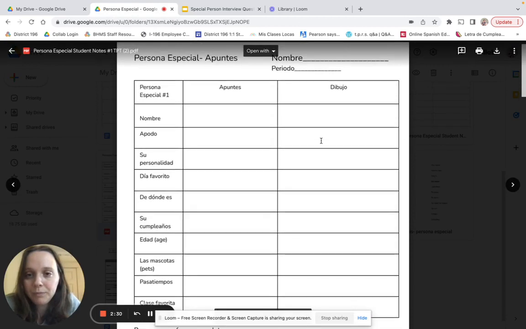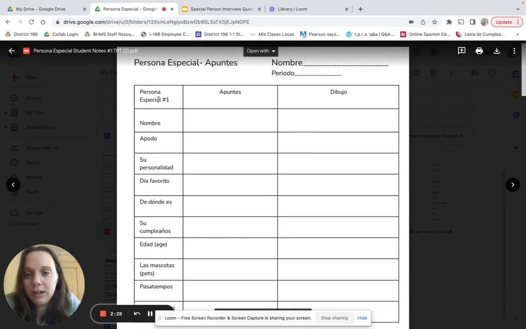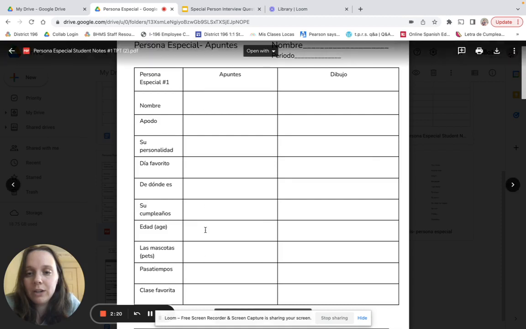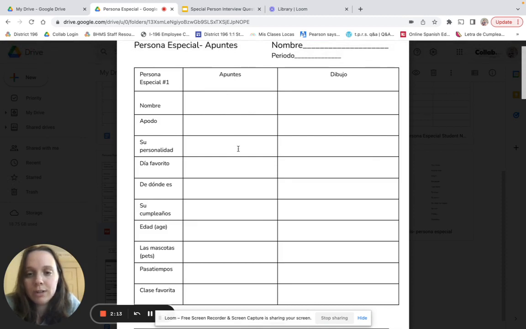It's like a packet. And you can see here that it says persona especial número uno. That's the first person that we're interviewing. And as they listen, they take notes about what they're learning. Apuntes here. So the name of the person, what is their nickname, what's their personality, their favorite day. So basically it goes in the same order as the questions on the board.